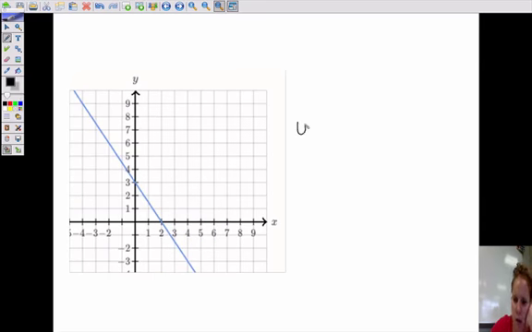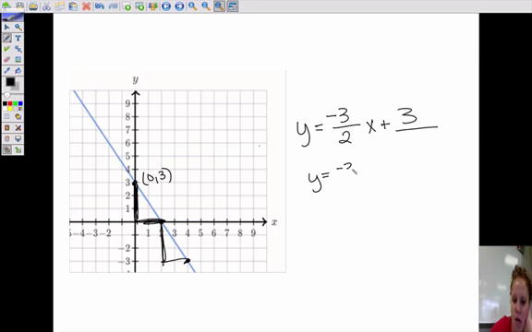Here, if I start with our blanks, y equals blank over blank times x plus blank. My y-intercept is (0, 3). So my y-intercept is going to be 3. For 2 nice points, it looks like I have a nice point right here. So I'm going down, so a negative 3 and over 2. And again, down 3 and over 2 takes me to another nice point. So y equals negative 3 halves x plus 3 is my equation.